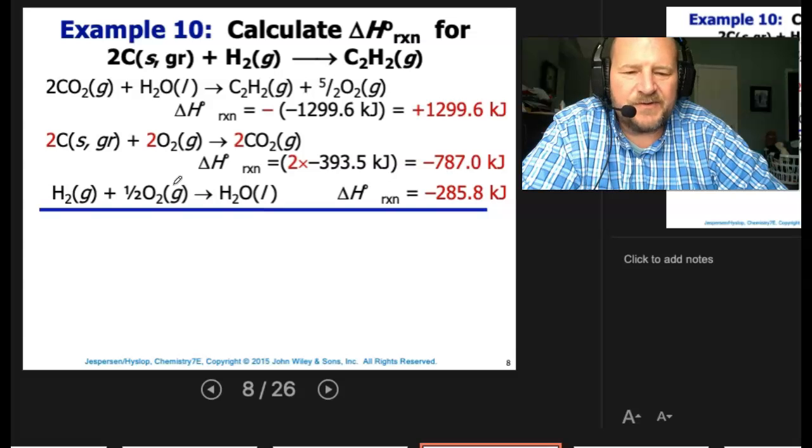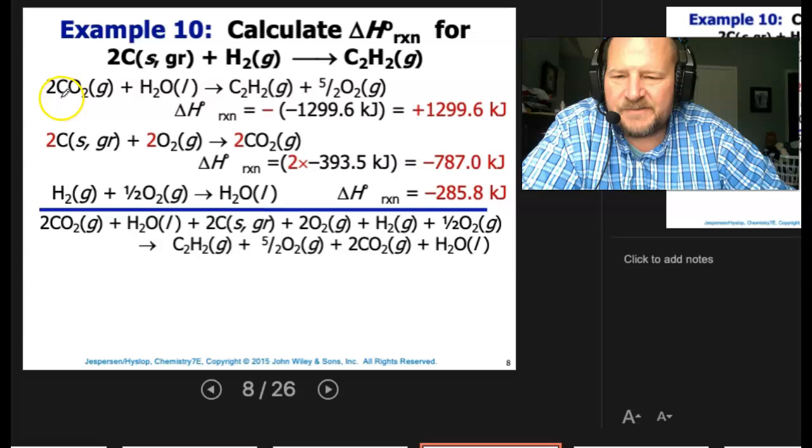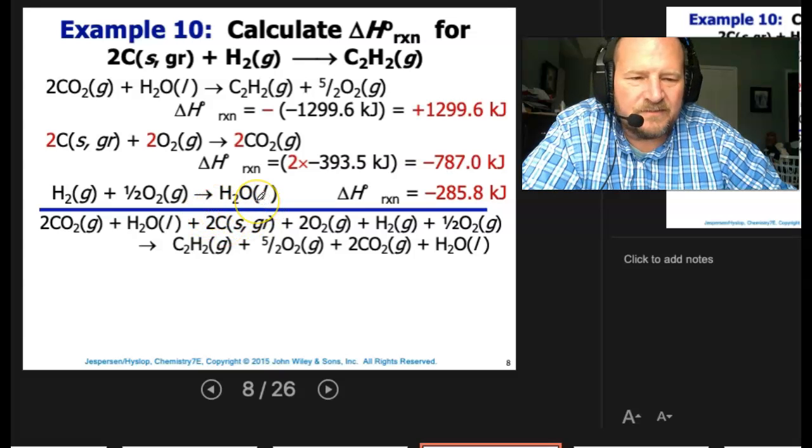So a couple ways we can do this. We could list everything. So there it is. All our reactants. We have 2 CO2, we have H2O, then we have the 2 carbons, we have the 2 O2s, we have H2, then we have another half of O2. On the product side, we have the acetylene, we have the 5 halves of O2, we have the 2 CO2s, and we have the water.